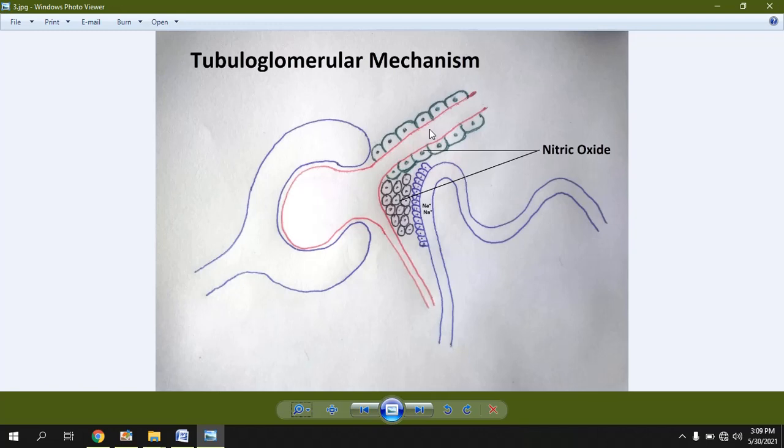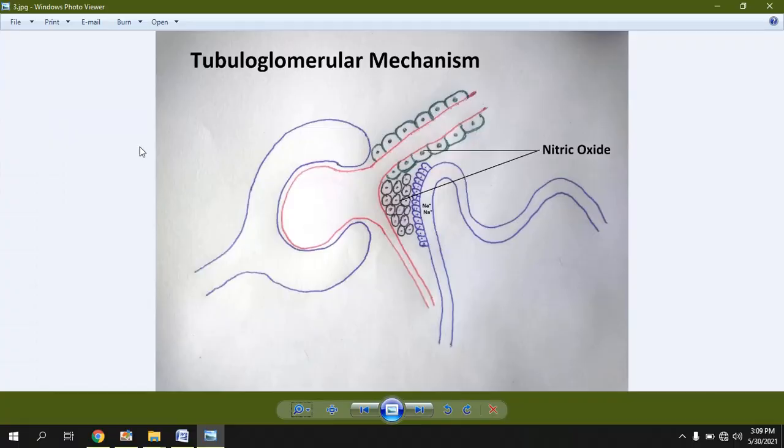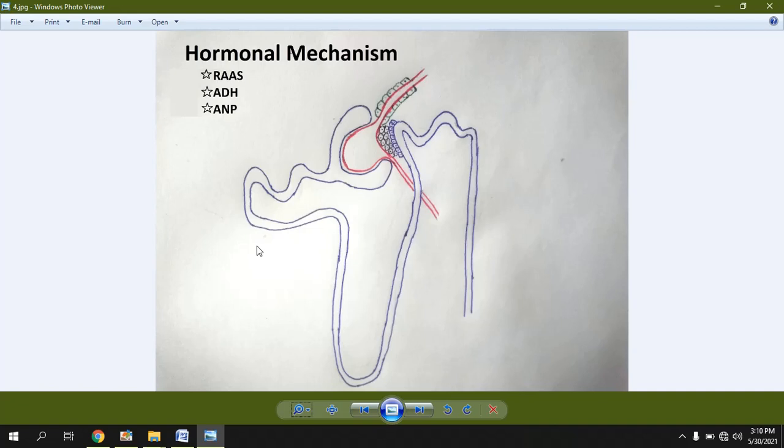So what does it do? When the blood pressure is increased, what will happen? The amount of blood which goes to the glomerulus will be increased, and when the amount of blood which goes into the glomerulus is increased, the amount of blood filtered into the Bowman capsule will be increased. When the amount filtered into the Bowman capsule is increased, the GFR will be increased. When the GFR is increased, what will happen? The blood will go to what? I'm going to show you.